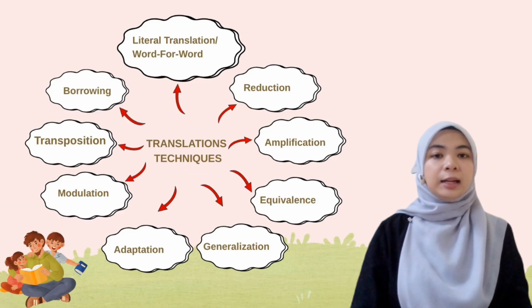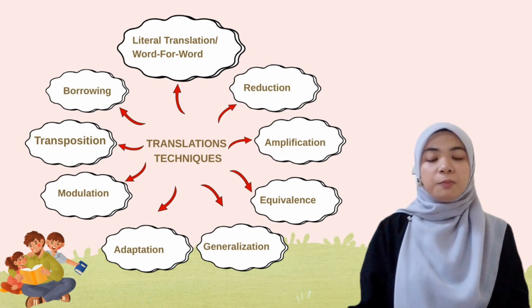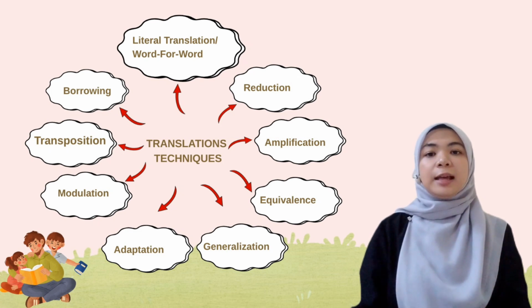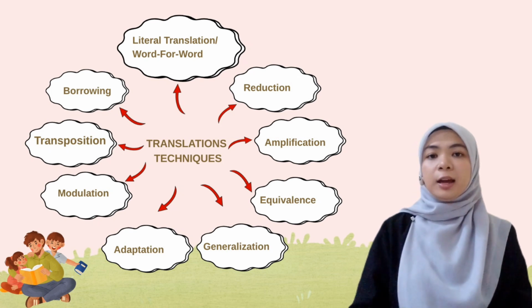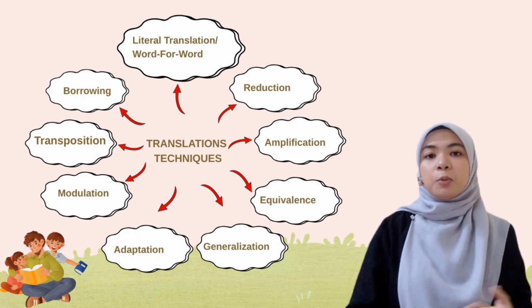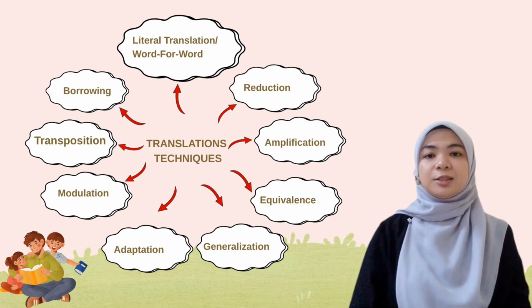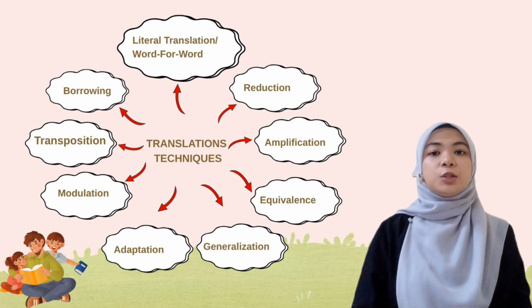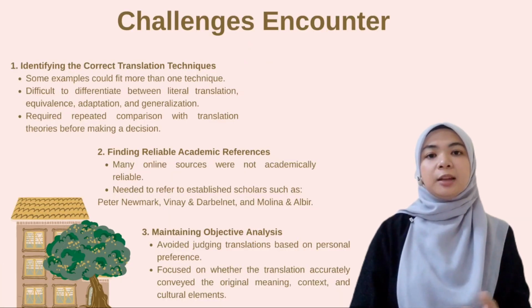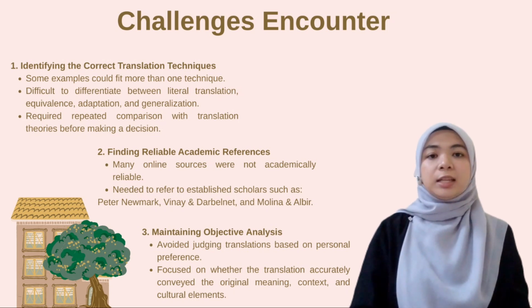The next step was analyzing the translation techniques used in the translated version. I compared sentences from both novels and selected examples that clearly represented different techniques. I identified techniques such as literal translation, borrowing, transposition, modulation, reduction, amplification, equivalence, adaptation, and generalization. I then referred to translation theories by Newman, Vinay and Darbelnet, and Molina and Albir to support my analysis and explain why each example fit a particular translation technique.